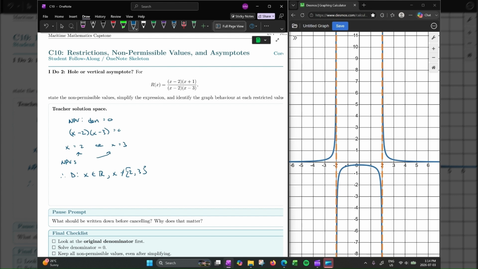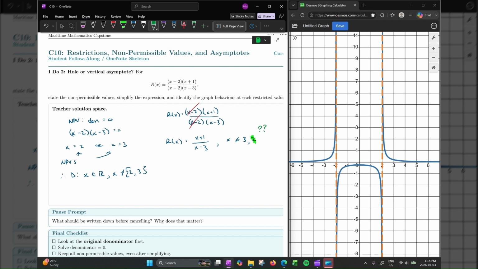Okay, now let's simplify. So r of x, we know, is (x minus 2)(x plus 1) over (x minus 2)(x minus 3). But really, if we saw this, we would immediately say x minus 2 divides out, which leaves r of x equals x plus 1 over x minus 3. But our question is, does our function have a memory of that x minus 2? We know obviously x can't be 3, but do we need to keep writing that x can't be 2? Do we need to keep writing that?